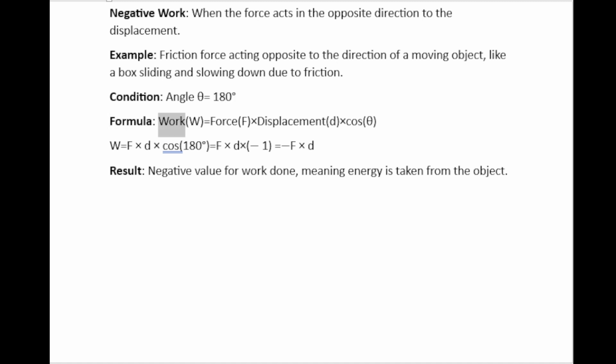Formula: work, W, is equal to force, F, times displacement, D, times cos theta. W is equal to F times D times cos 180 degrees, is equal to F times D times minus 1, is equal to minus F times D. Result: negative value for work done, meaning energy is taken from the object.